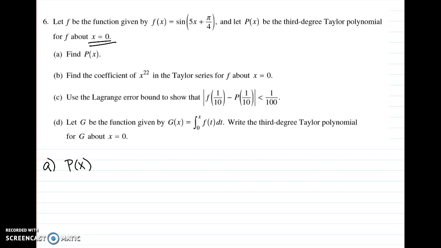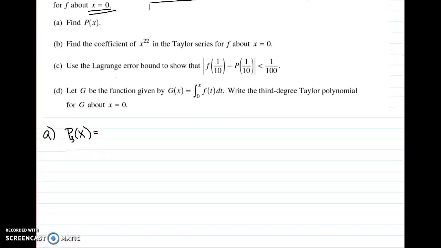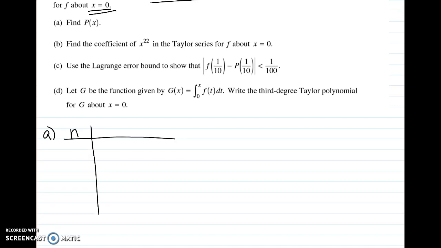P of x is a third degree Taylor polynomial centered at 0. This function is not centered at 0. So we can't just write out the Taylor series for sine and then plug 5x plus pi over 4 in, because that'll give us a Taylor series not centered at 0. So what we need to do instead is write ourselves a little chart. We're going to have to go up to the third derivative.